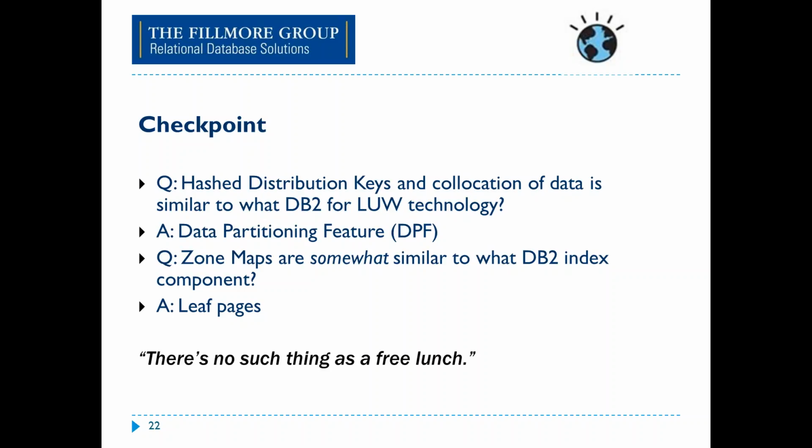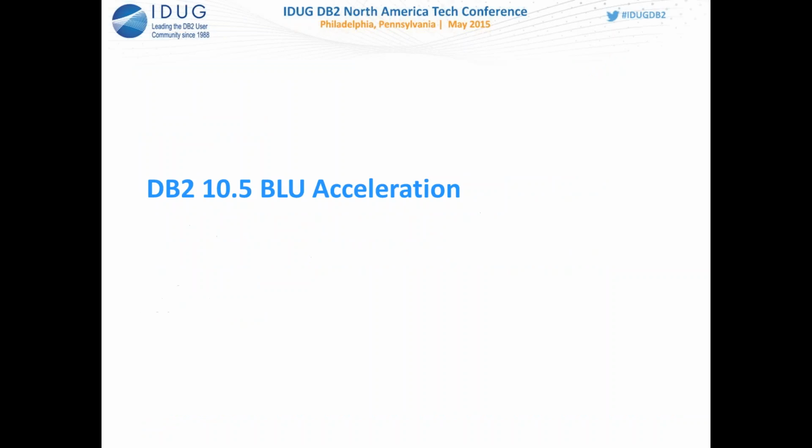So the bottom line is, from Milton Friedman, there is no such thing as a free lunch. If we're going to scan lots of data, we need some mechanisms that help us do that, and the distribution keys and the zone keys help us in the Netezza box.